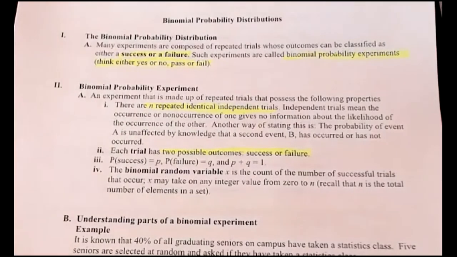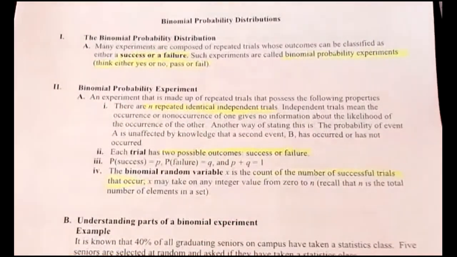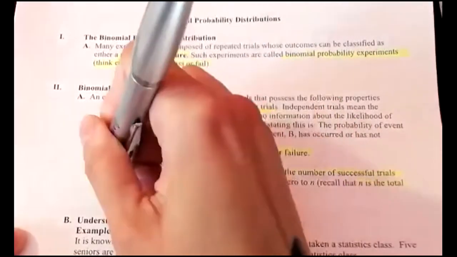No, q. We use lowercase letters p and q to represent probability of success, lowercase p, and probability of failure, lowercase q. Keep going. And p plus lowercase q equals 1. Yes. And the last statement: the binomial random variable X is the count of the number of successful trials that occur. X may take on any integer value from 0 to n. Recall that n is the total number of elements in a set.